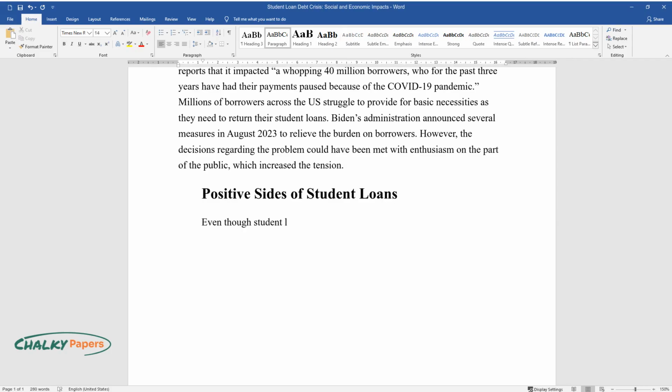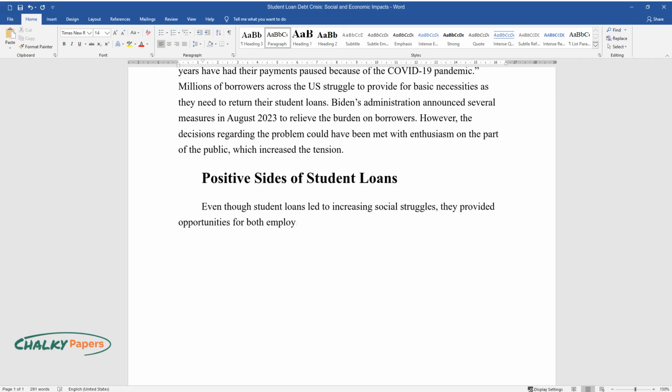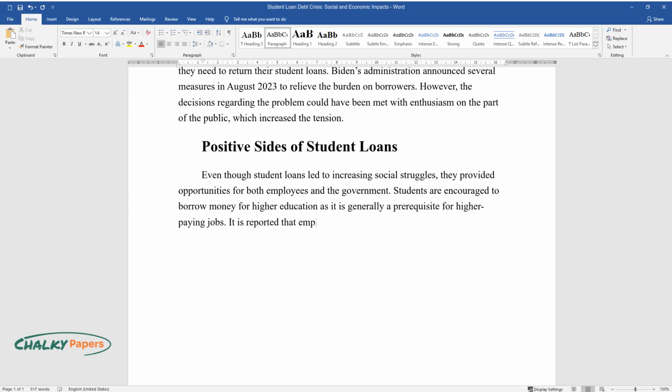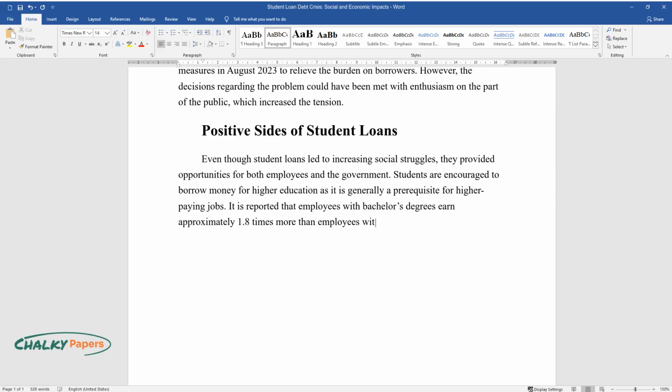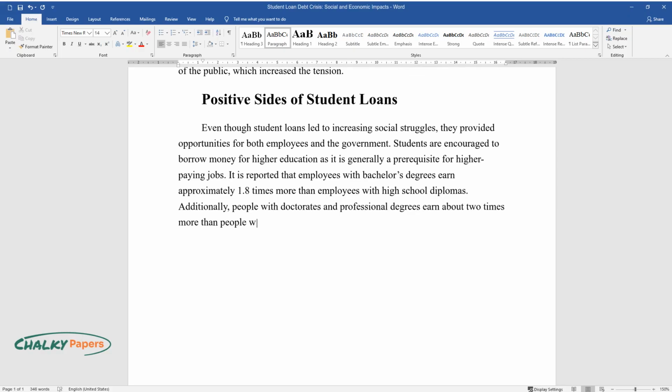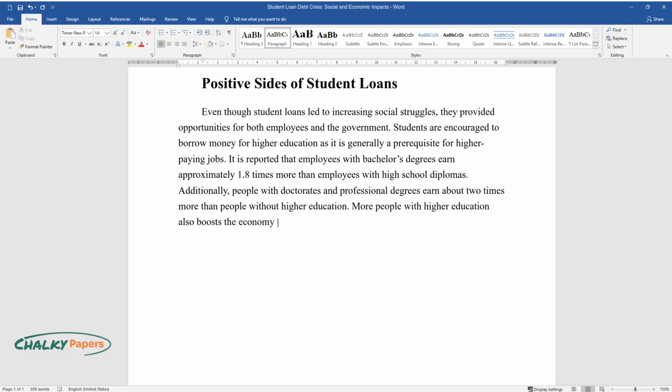Positive sides of student loans. Even though student loans led to increasing social struggles, they provided opportunities for both employees and the government. Students are encouraged to borrow money for higher education as it is generally a prerequisite for higher-paying jobs. It is reported that employees with bachelor's degrees earn approximately 1.8 times more than employees with high school diplomas. Additionally, people with doctorates and professional degrees earn about 2 times more than people without higher education. More people with higher education also boosts the economy of the country, which encourages the government to invest in it.